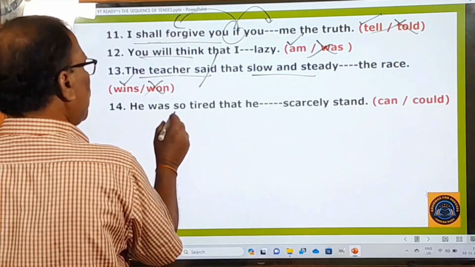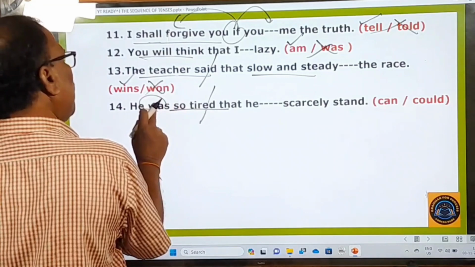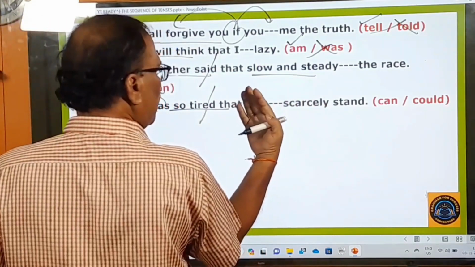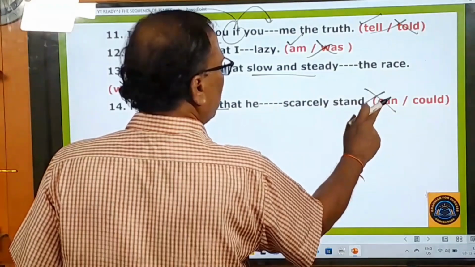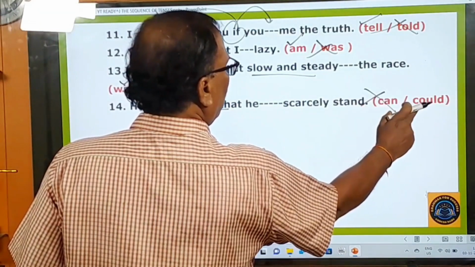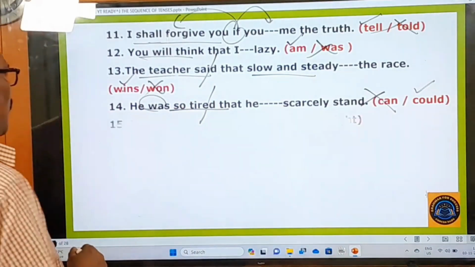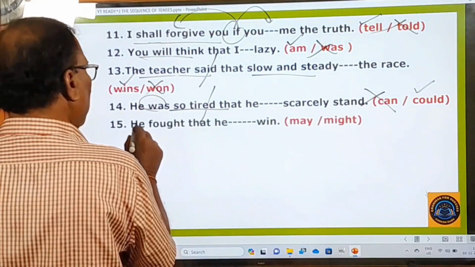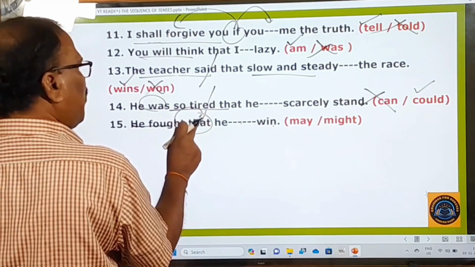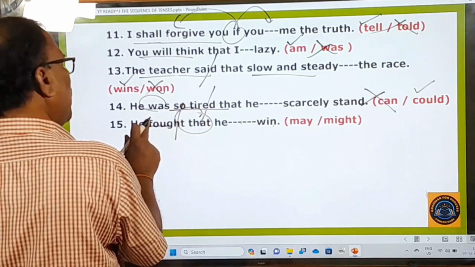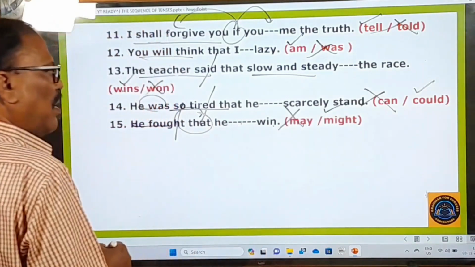And the 14th one, he was so tired that he ___ scarcely stand. This main clause is in the past tense. Automatically in the subordinate clause, only past tense must be used, not can. Can is the present tense modal, and could is the past tense modal. So this past tense, he could scarcely stand, must be used. And here the 15th one, he fought that he ___ win. So again here that is there, it is indicating purpose. Okay, this is in the past tense, and this must also be in the past tense. Therefore you have to use the past tense modal, might.